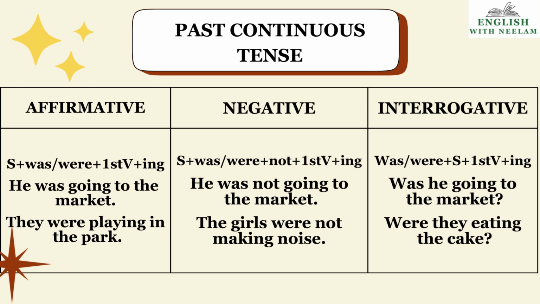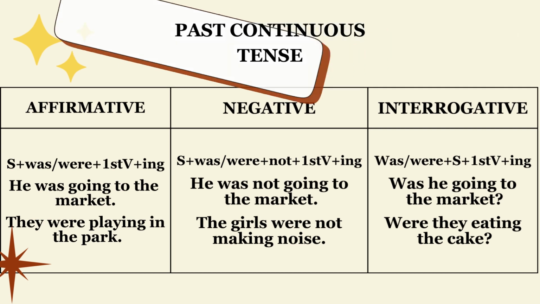Interrogative. The helping verb, was or were, will come in the beginning of the sentence, as this is an interrogative sentence, plus subject plus first form of verb plus ing. Was he going to the market? Were they eating the cake?